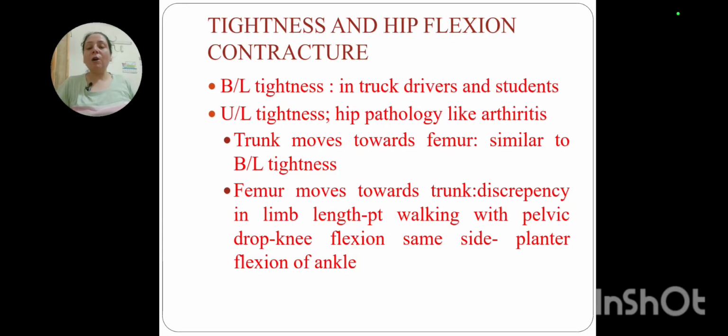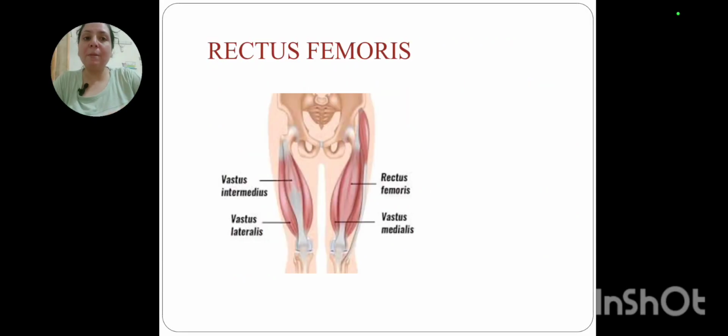And in this condition, if the femur is moving towards the trunk, the hip will go into flexion, the knee will go into flexion, and the foot will go into plantar flexion in order to maintain the limb length. There will be a limb length discrepancy. On the unilateral side, there will be a limb length discrepancy, and there will be a compensatory movement. The foot will go into plantar flexion, the hip will drop, in order to maintain the limb length. Fine. So these are the changes which happen.